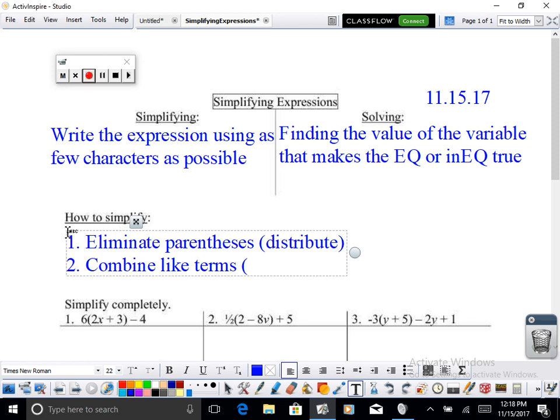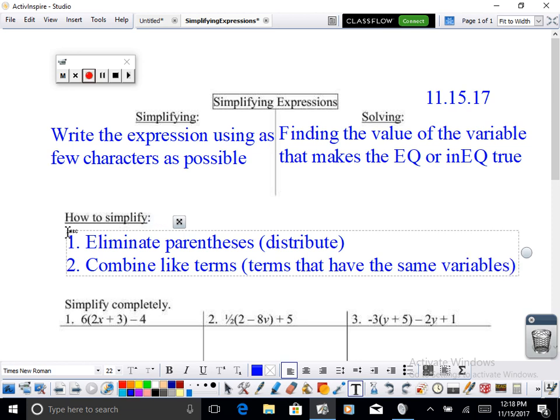So like terms are terms that have the same variables. That's the long and short of it. If they have the same variables, they're like terms.